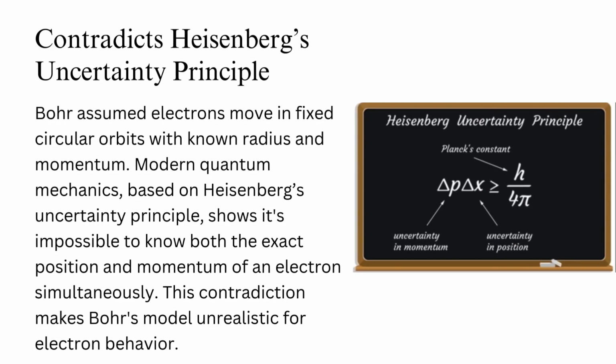Contradicts Heisenberg's uncertainty principle. Bohr assumed electrons move in fixed circular orbits with known radius and momentum. Modern quantum mechanics, based on Heisenberg's uncertainty principle, shows it's impossible to know both the exact position and momentum of an electron simultaneously. This contradiction makes Bohr's model unrealistic for electron behavior.